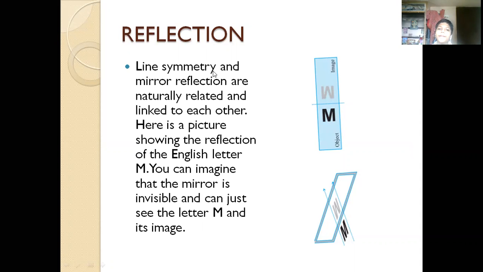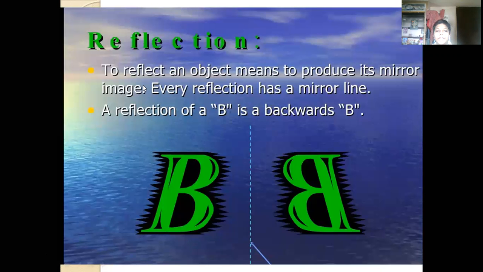And here, reflection. Line symmetry and mirror reflection are naturally related and linked to each other. Here is a picture showing the reflection of the English letter M. You can imagine that the mirror is invisible. You can just see the letter M and its image. The letter M and the mirror image will be the letter W. Like this, if the mirror will be like this. So this is the case of reflection. To reflect an object means to produce its mirror image. Every reflection has a mirror line. That is this line. This is known as a mirror line.